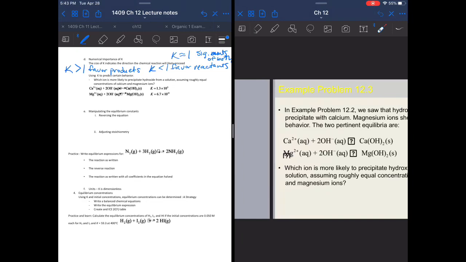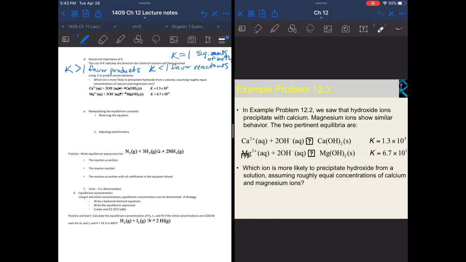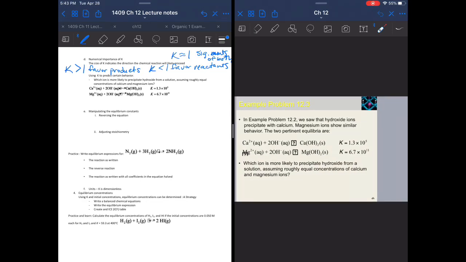So if we are looking at these two equations, we're looking at the precipitation of calcium with hydroxide and magnesium with hydroxide. They both make a precipitate, right? Calcium hydroxide, magnesium hydroxide. And they both have a K that is greater than 1. So both of these individual reactions favor products.